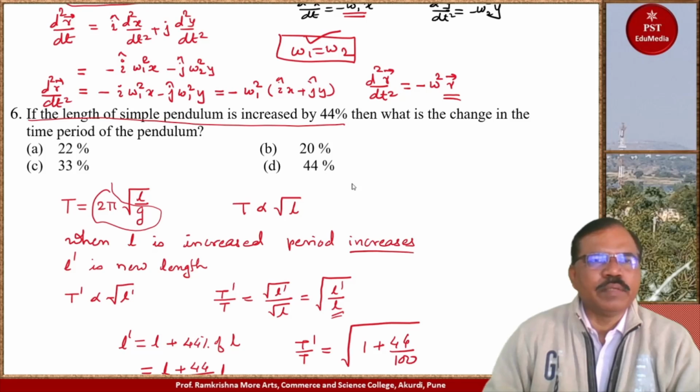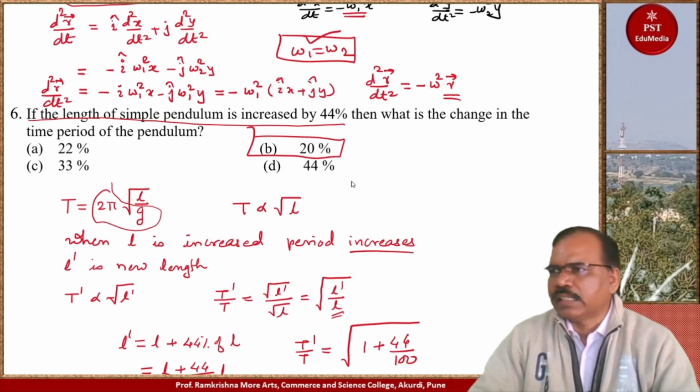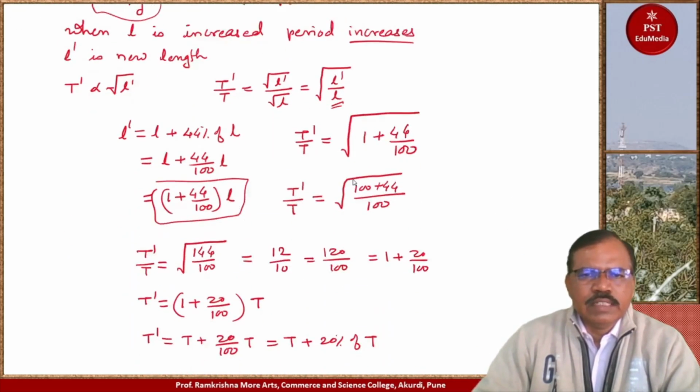So A is 22%, B is 20%. So this one is correct.